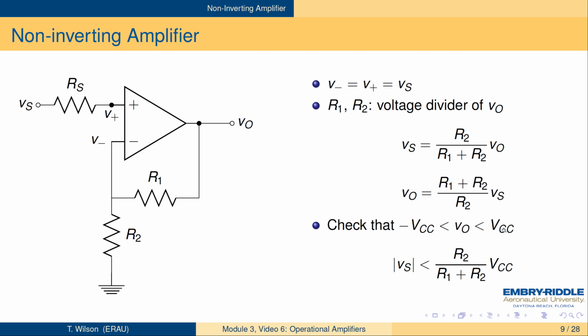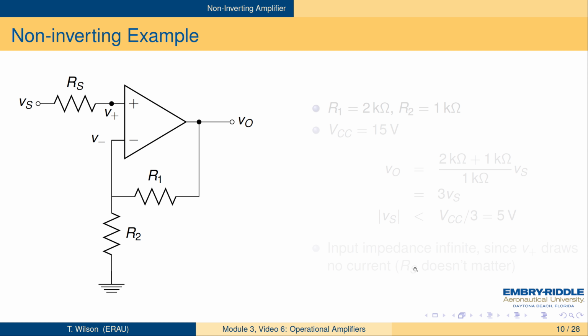We see what are the constraints on when this will be true. When will V out equal R1 plus R2 over R2 times VS? Well, that depends on the voltage divider relationship here being such that the magnitude of VS has to be less than R2 over R1 plus R2 times VCC. You just invert this relationship here to find out what it has to be. Let's see how that looks.